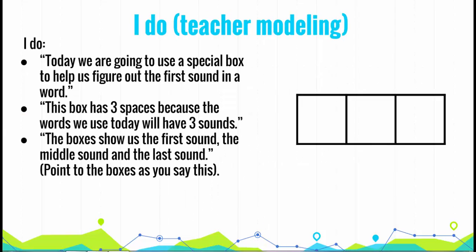The first portion of this lesson is the I do. Here you will model the skill for the students, thinking aloud as you do. Begin by explaining that you will be using the Elkonin box, which helps to break words apart into sounds. For this lesson, you will only use CVC words, which have 3 sounds. Explain the purpose of the Elkonin box and how it will be used during this lesson.